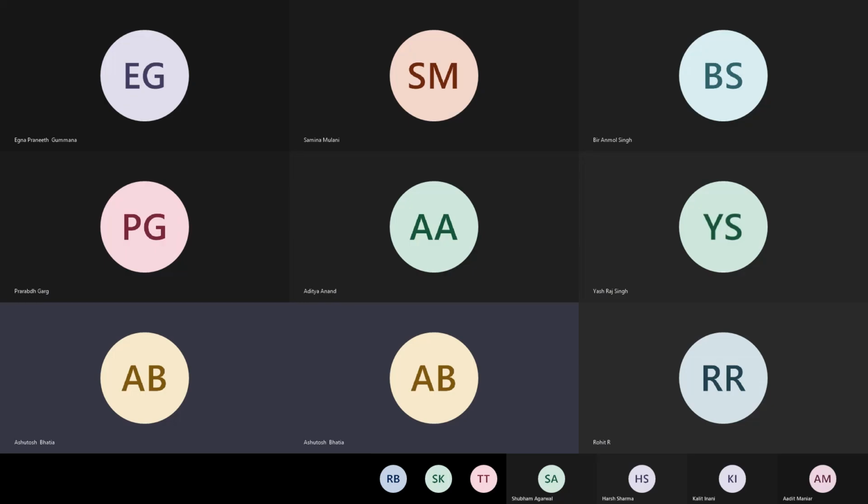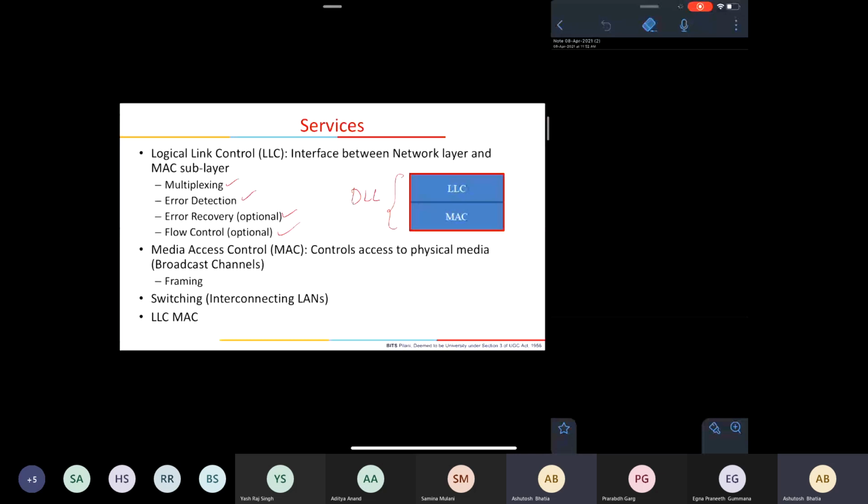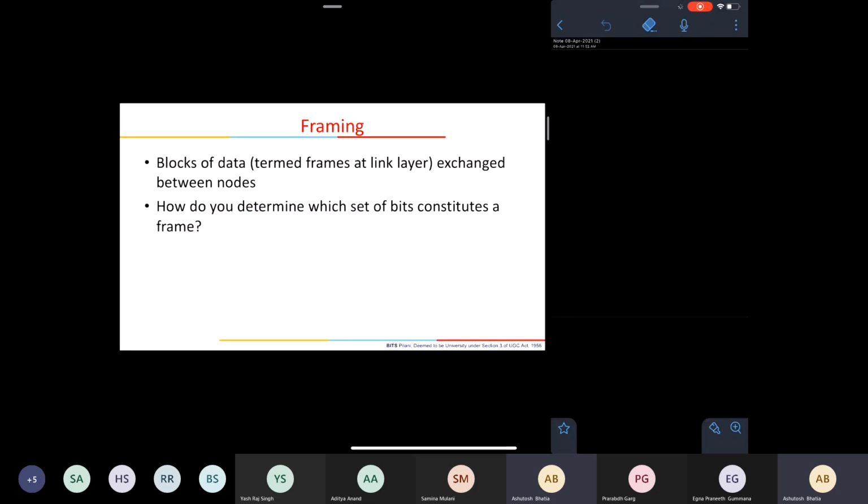formed by the data link layer. And we will now jump into each and every service or function and see their algorithms and protocols and the theories behind it. But at the very first level, the first thing the data link layer does is framing.